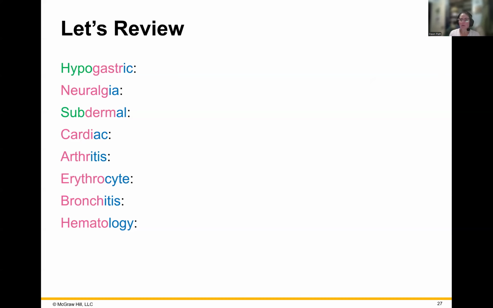The rest of the PowerPoint that we have here is literally just for review. Take a look at these. I've separated them out to show you what the prefix is in green, what the root word is in pink, and then what the suffix is in blue. So the idea of these review slides is for you to identify the prefix and what it means. Identify the root word or combining form and what it means. Identify the suffix and what it means, and put it all together.